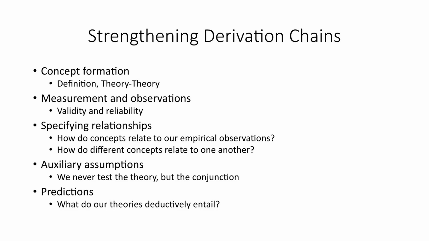But definition is of key importance when it comes to creating strong derivation chains for theories to avoid issues such as what is sometimes referred to as the jingle-jangle fallacy. That is to say that sometimes we use language and labels and words quite loosely, such that, for example, two different researchers could be using the same label but defining the concept that they're using to denote that label in different ways. As such, their theories that use that concept may be referring to entirely different phenomena.